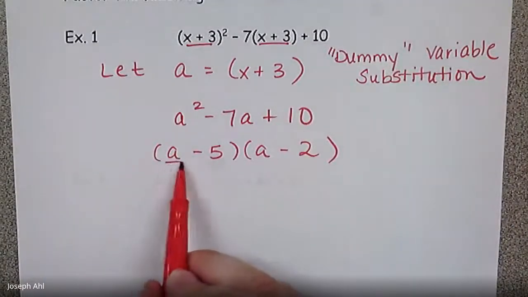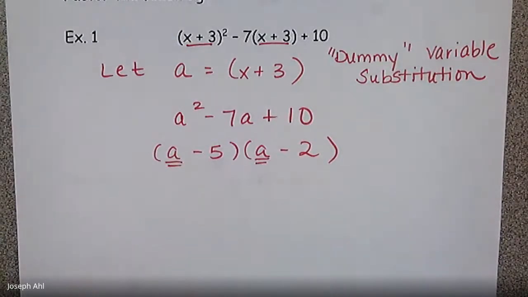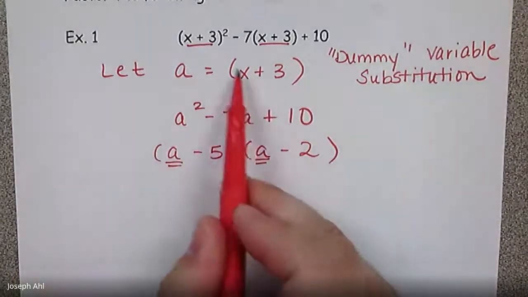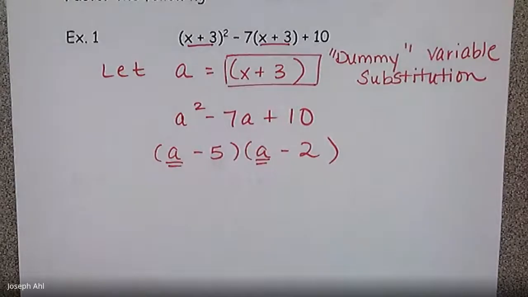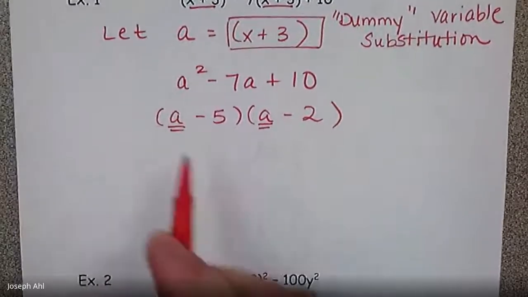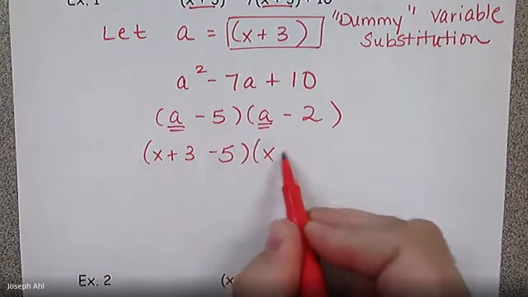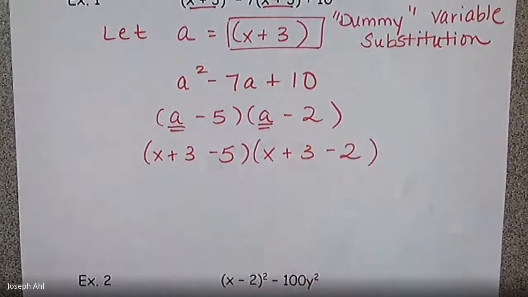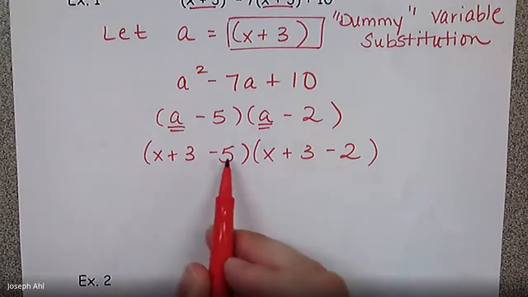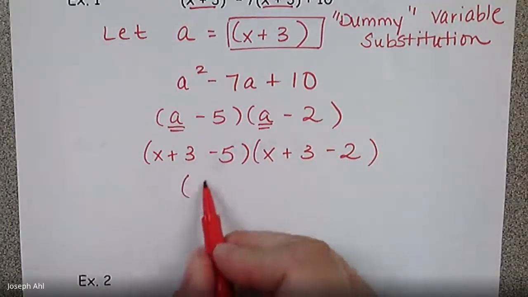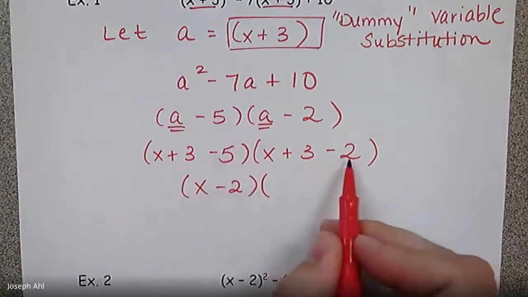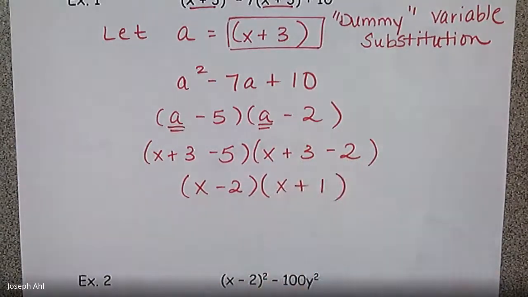All right, do not forget though, if you're going to use a dummy variable, you have to replace a with what it equaled up here. So at this point in the process, we say, oh wait, but a was really x plus 3. So go ahead and resub that back in. And now that we have that, combine like terms. Well, 3 minus 5 is really the same as x minus 2, and 3 minus 2 over here is the same thing as x plus 1.